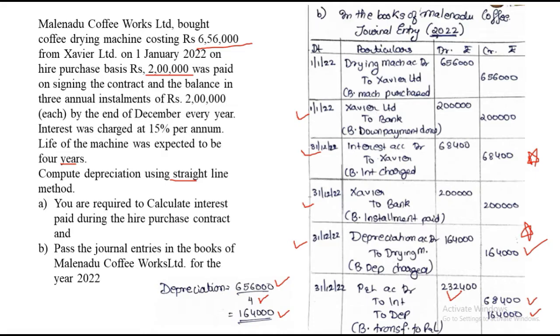So this is how you had to solve the sum. Only two things were asked in this. So we solved the interest part, and we also noted down the journal entry. I hope you have understood both the sums of the 2022 question paper.